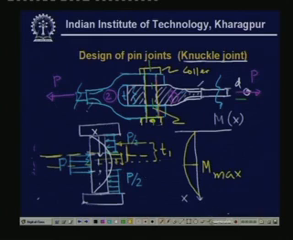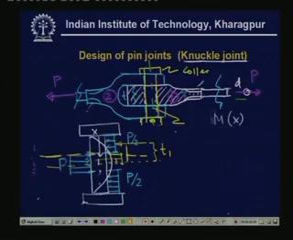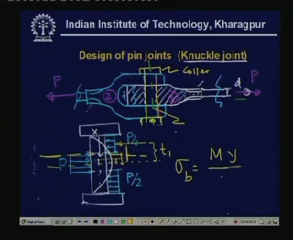The bending stress formula is very well known: sigma bending is equal to M y by I, where y is the distance of any point from the neutral axis and I is the second moment of area. Now, if you take the circular cross section, then we look at the maximum value of this bending stress.